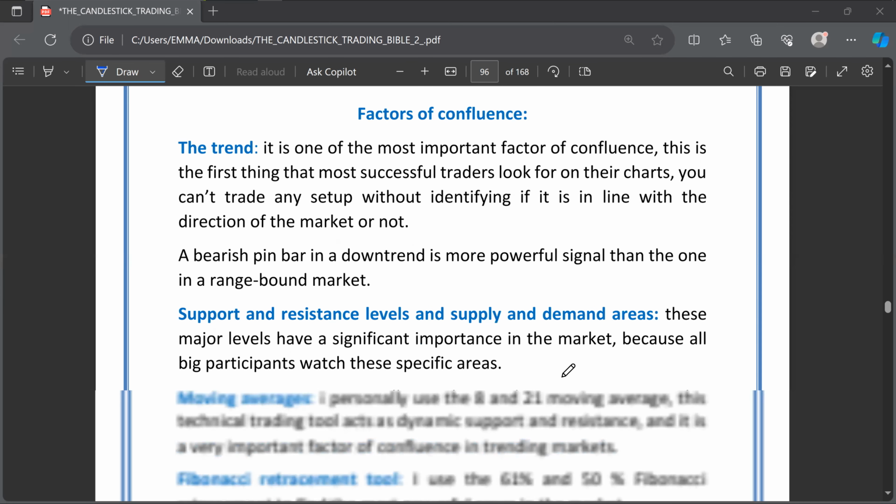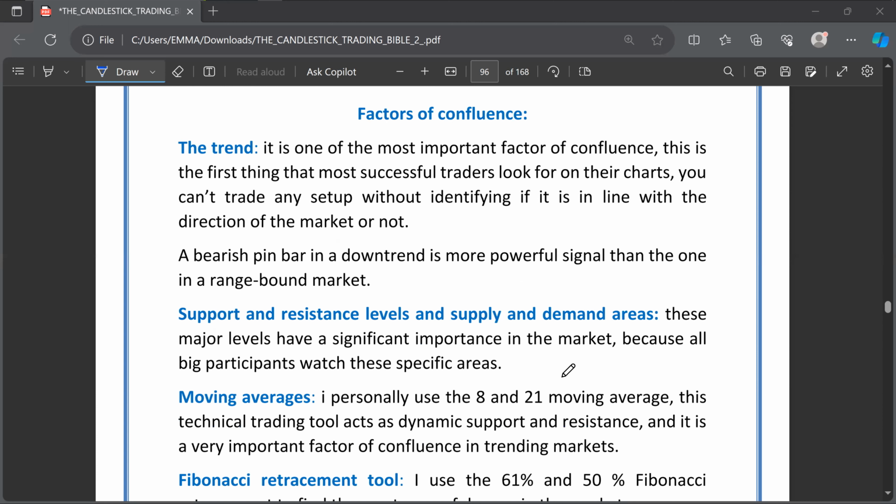Factors of confluence. One, the basic ones. If you are a beginner or intermediate trader, these should be your factors of confluence. These are the things that you have to consider. In fact, we have looked at them a number of times. We are just going to add some few terms, and then I think we'll be good to go.